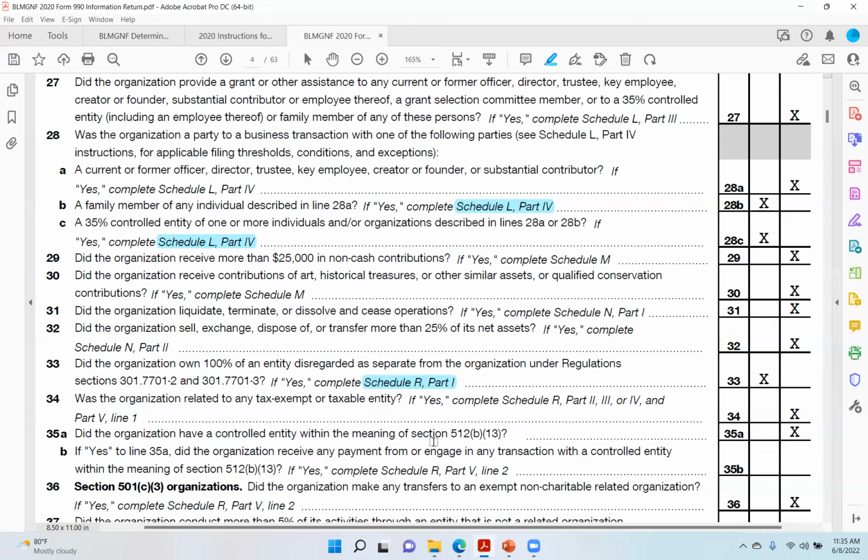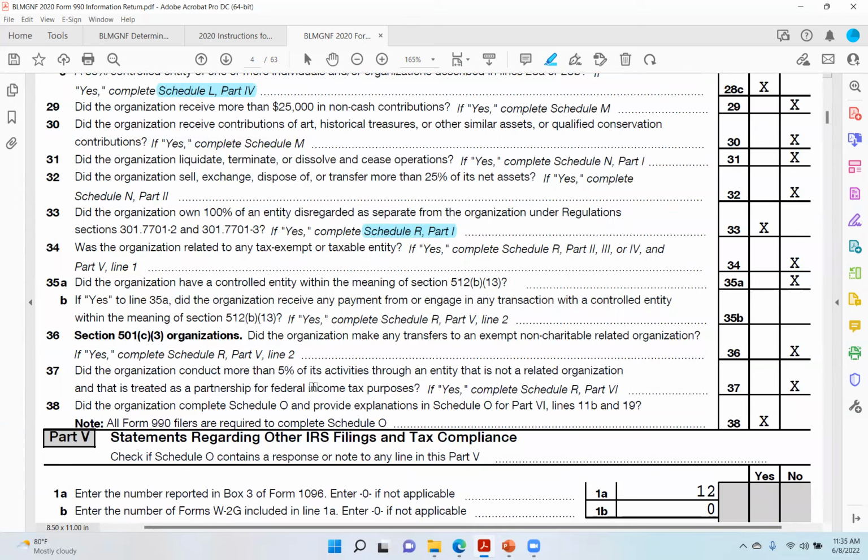34, was the organization related to any tax-exempt or taxable entity? No. 35A, did the organization have a controlled entity within the meaning of Section 512(b)(13)? They said no. 35B is blank. 36, Section 501(c)(3) organizations: did the organization make any transfers to an exempt non-charitable related organization? If yes, complete Schedule R, Part 5, Line 2.